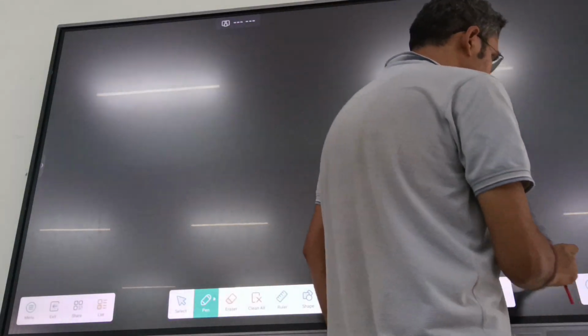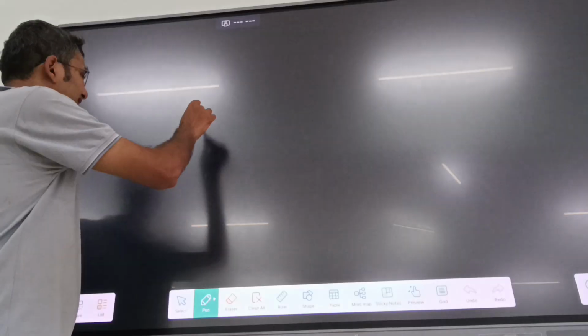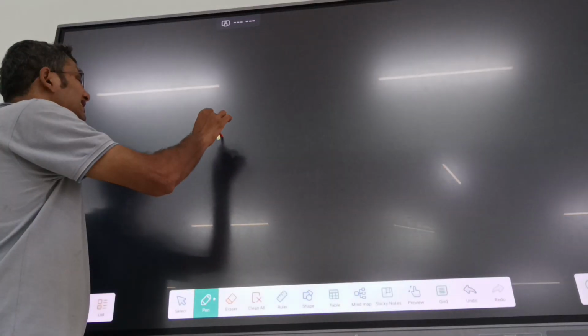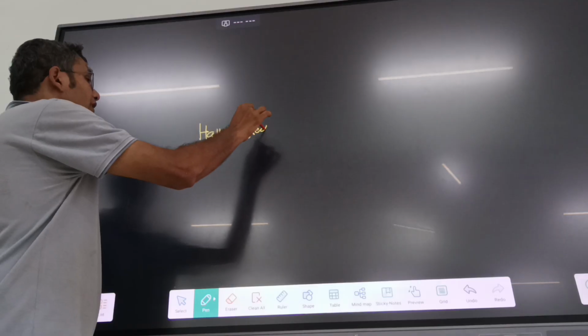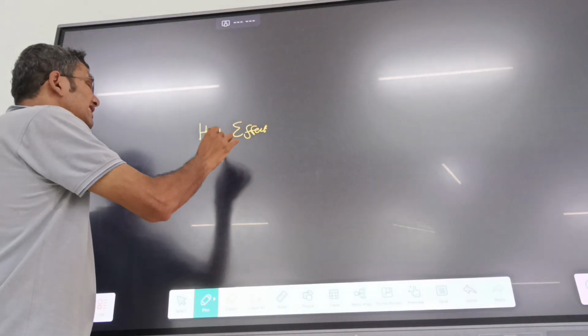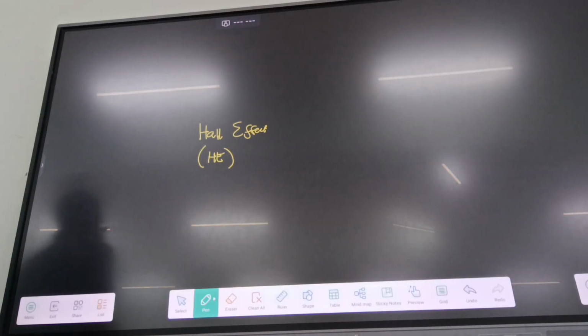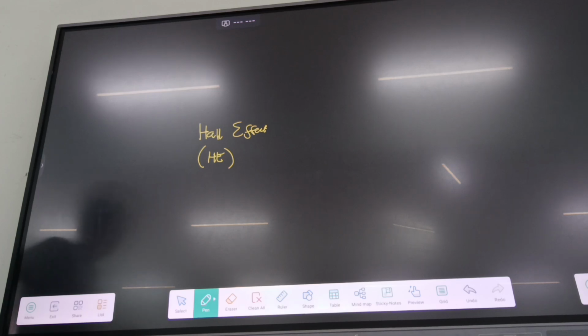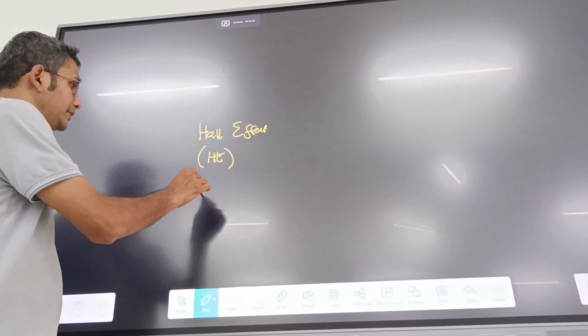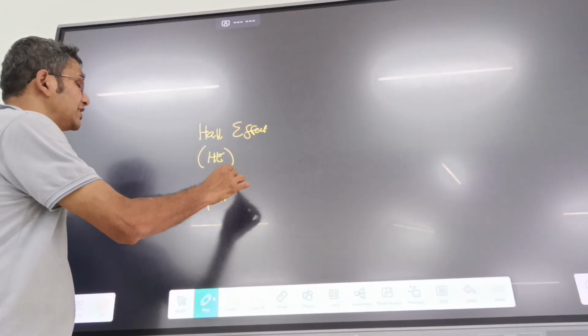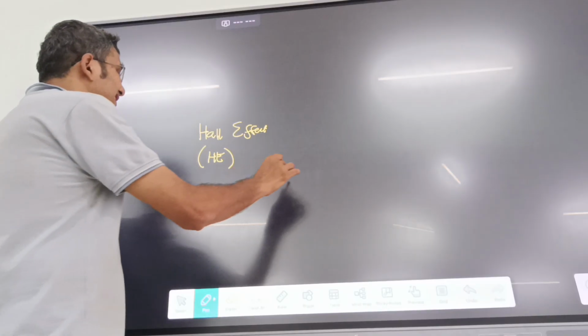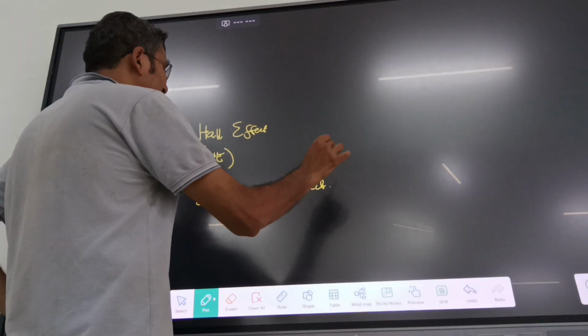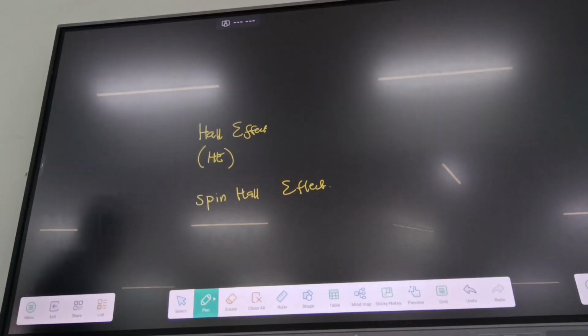Next thing that I'd like to know is the Hall effect. जानते हैं इसको बोलते हैं Hall effect. HE. What is a Hall effect? If we apply electric and magnetic field in perpendicular direction, there is a voltage generated which is perpendicular to both electric and magnetic field. ठीक है ना? This is the Hall voltage. So we also have something called a spin Hall. Spin Hall. What is the spin Hall effect?